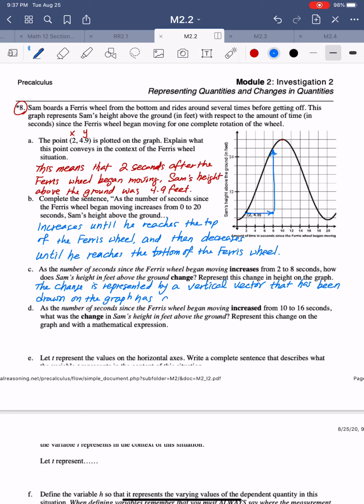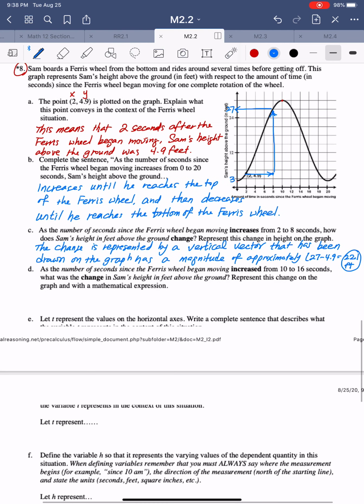The magnitude for the vector, magnitude is the length of the vector. Okay, approximately, I want to say it's about here, right? So each interval is about 3. So I want to say this is a 27. Okay, so it's going to be 27 subtract 4.9, which makes 22.1. So 22.1 feet has been changed.